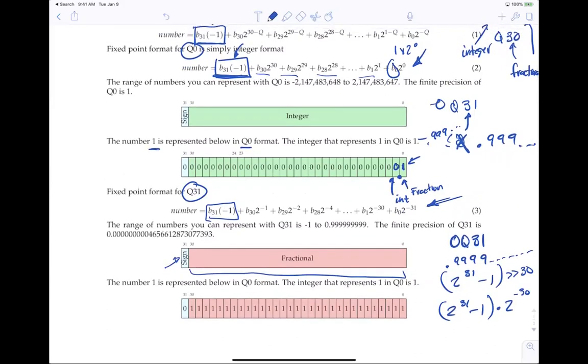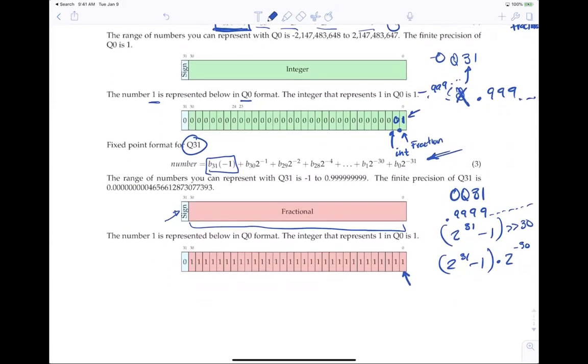All right, so what's the smallest number you can represent? The smallest number would be whatever happens when you have just a 1 in this bit position. Okay, so in fact, what would that be? That would be 1 times 2 to the minus 31.